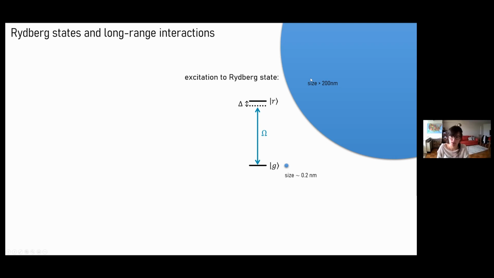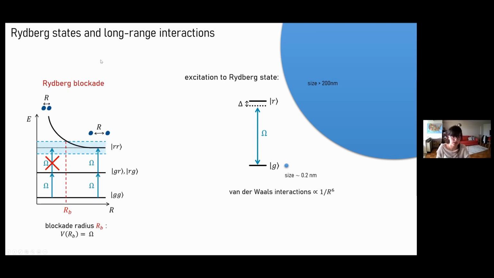So when two atoms are in the Rydberg state, they interact with each other through strong van der Waals interactions that scale with the distance, with 1 over the distance to the 6th power. So when the atoms are close to each other, we have this Rydberg blockade mechanism, which simply tells us that if the atoms are within a certain distance from each other, the energy of the doubly excited state is shifted up, so that the simultaneous excitation of both atoms to the Rydberg state is effectively not allowed anymore. And this happens within a certain characteristic length scale that is called the blockade radius.